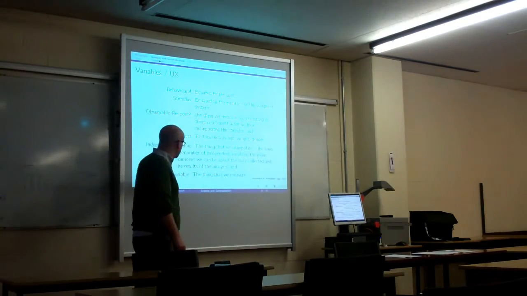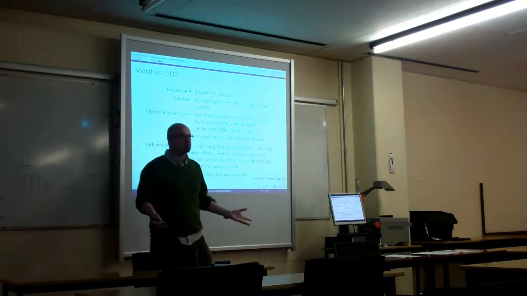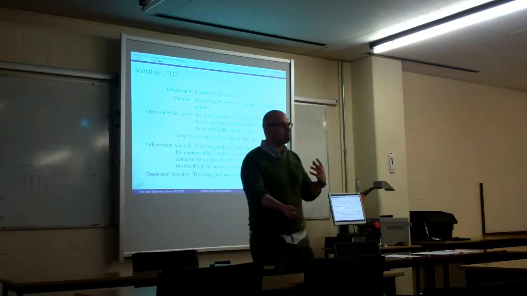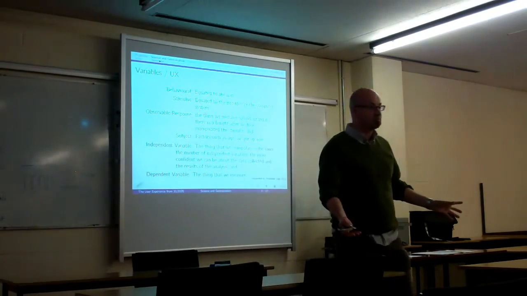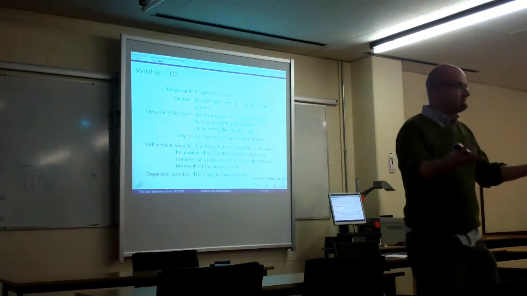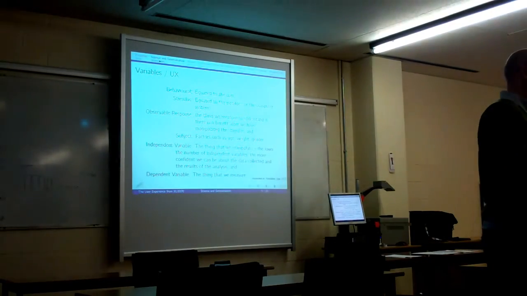Dependent variables is the thing that we measure. So we can measure lots of stuff. We can measure heart rate at the same time, and we can measure galvanic skin response. We can measure gaze, that kind of thing. So we can do that a lot.